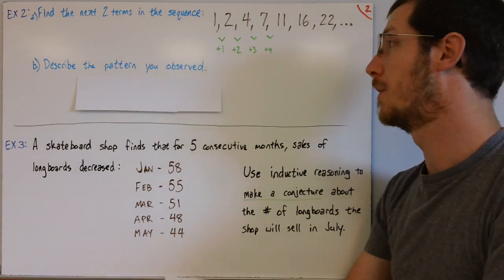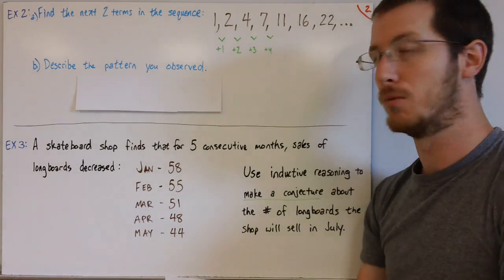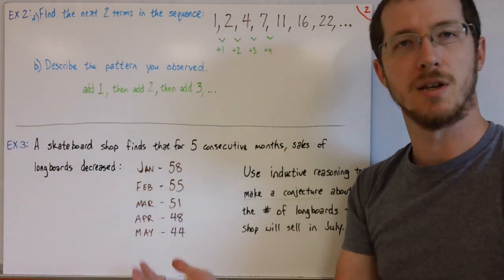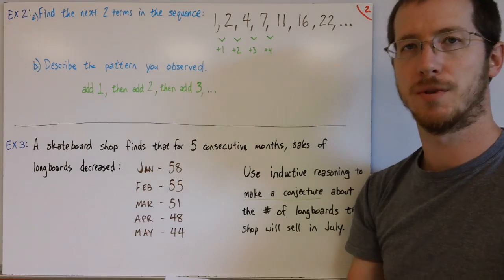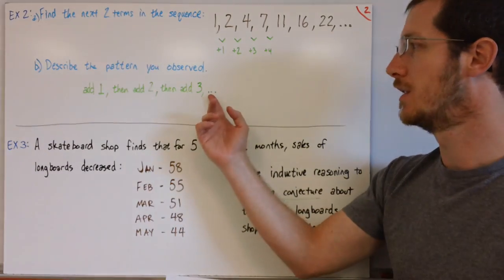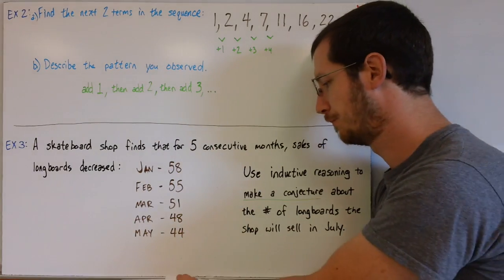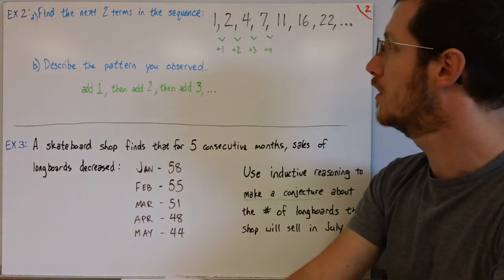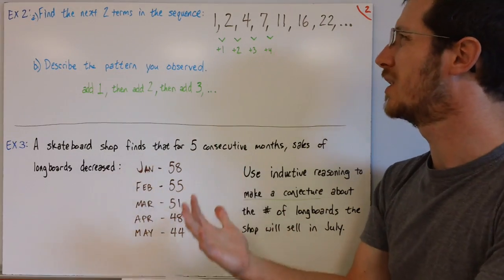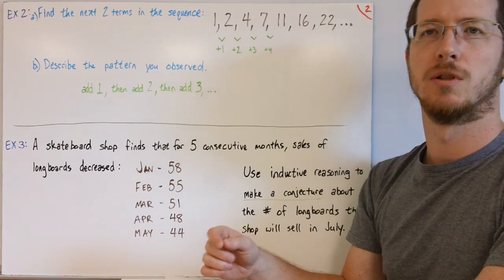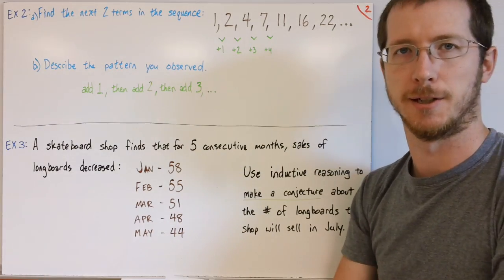Now how can we describe that? Again, we can describe it in a couple of ways. One way is just by saying you add 1, then you add 2, then you add 3, and so on. These little ellipsis dots show that the pattern continues forever. Or you can try to put it in words. This one's kind of difficult, but you can say something like add 1 more to the previous term than you added the last time.